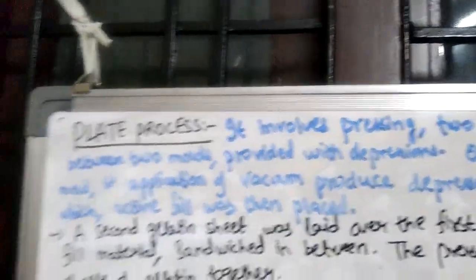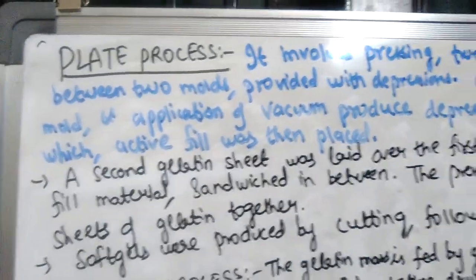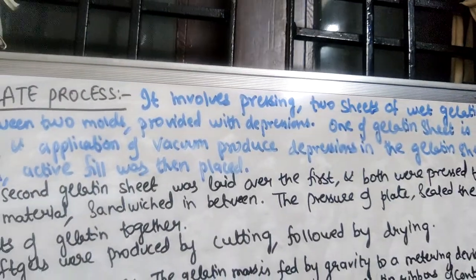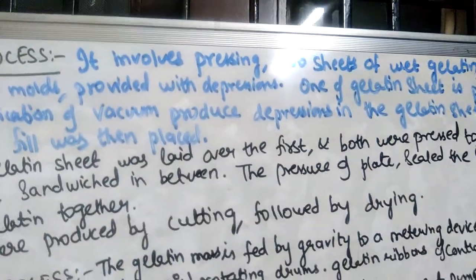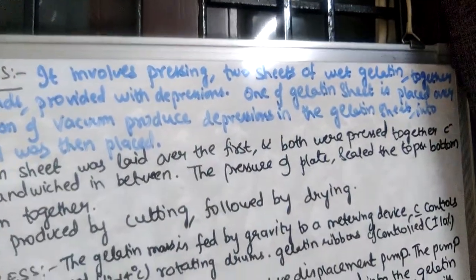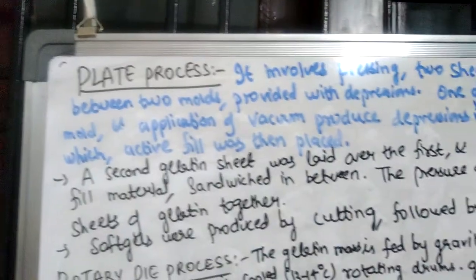This is a very important question. Write about the production of soft gelatin capsules. You can expect this as a long mark question. So coming to the plate process. The plate process involves the pressing of two sheets of wet gelatin together between two molds.